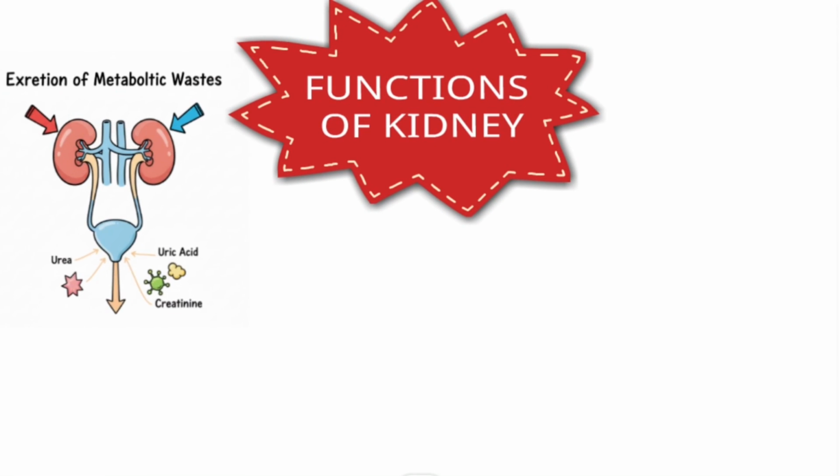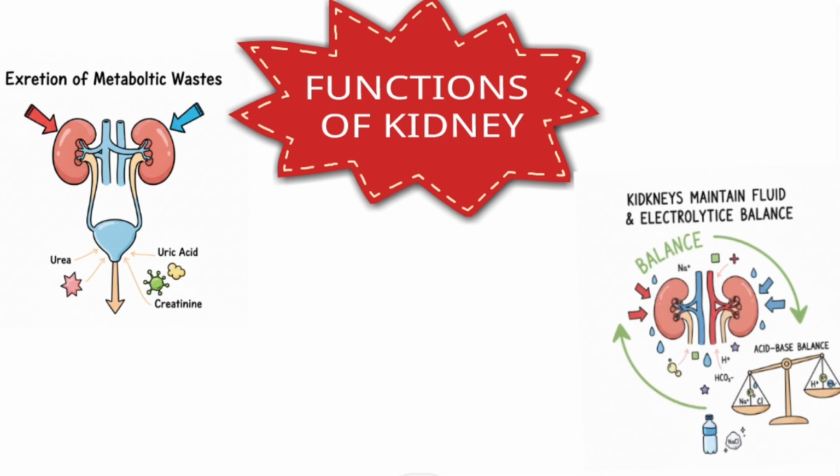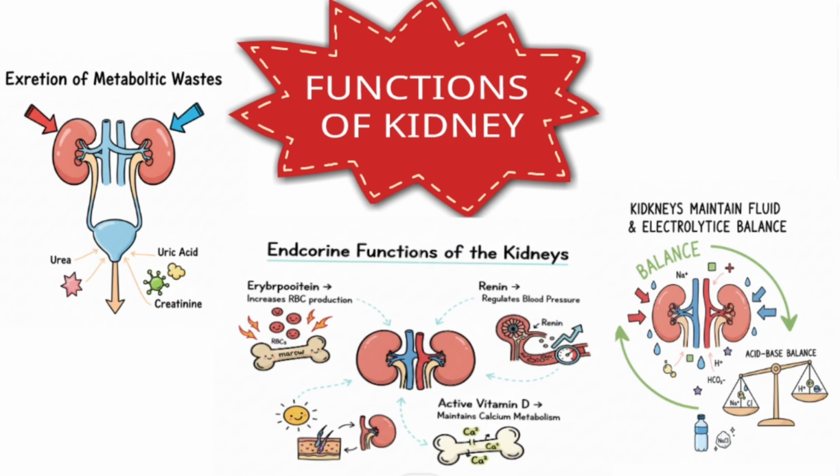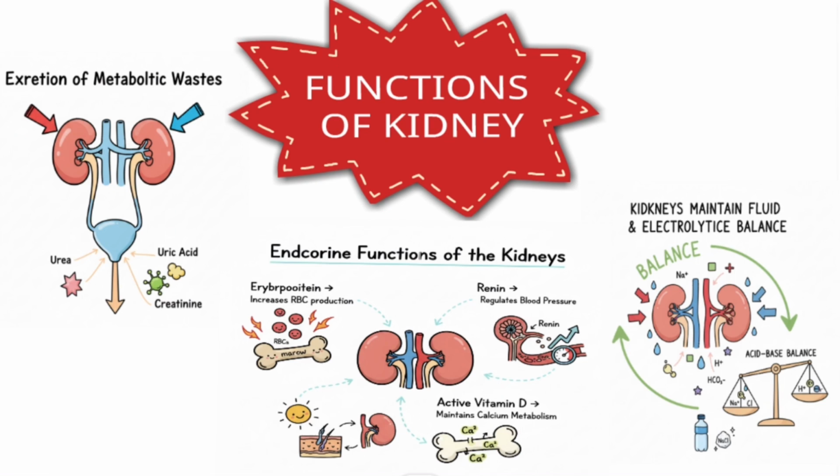The kidneys perform several major functions. They excrete metabolic waste such as urea, uric acid, and creatinine. They regulate fluid balance, electrolytes, and acid-base equilibrium. And they act as endocrine organs, producing erythropoietin to stimulate red blood cell formation, renin to control blood pressure, and active vitamin D to maintain calcium metabolism.